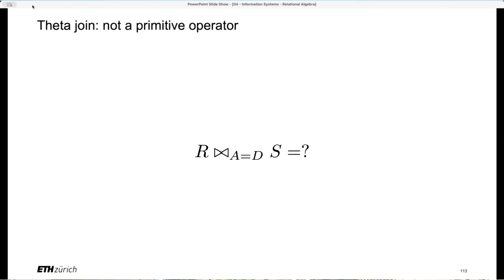Very good. Okay. As it turns out, you can rewrite a theta join with other operators. Could anybody guess how I could rewrite it? Let me say you have the Cartesian product, you have projection, you have selection, so union, intersection, all of that. Could you give me an equivalent formula? Imagine that I didn't have the join on A equals D. How could I compute it from other operators?